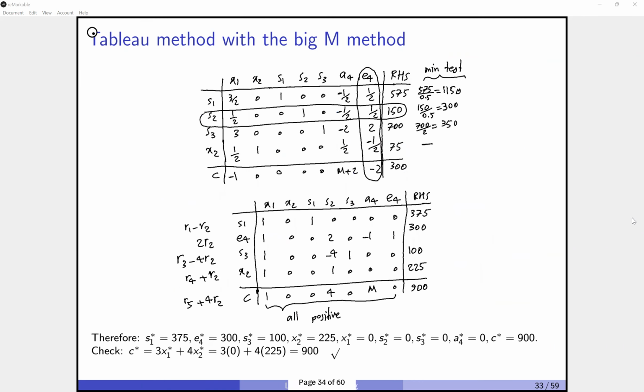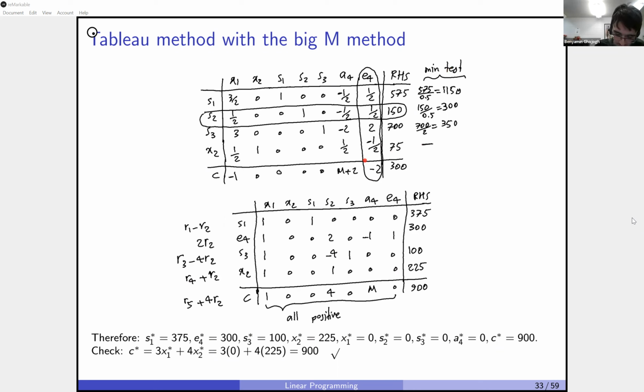Okay, great. So now I repeat. Why do I repeat? Because I still have a negative value here in the 0 row. I repeat, I get the most negative value. This is a positive. I get the most negative. This is the pivot, this gives me the pivot column. I do the min test.